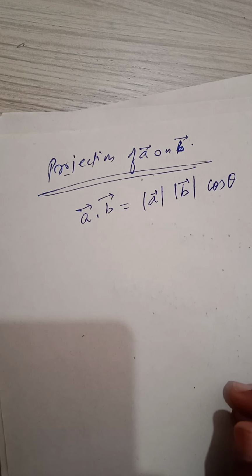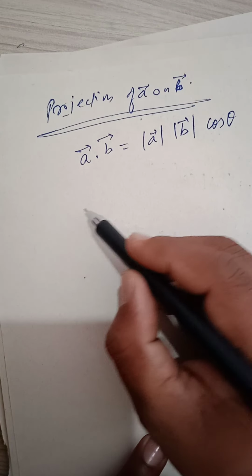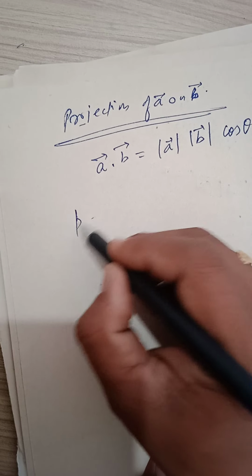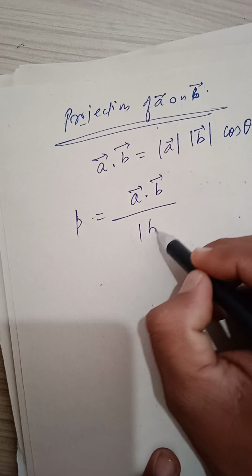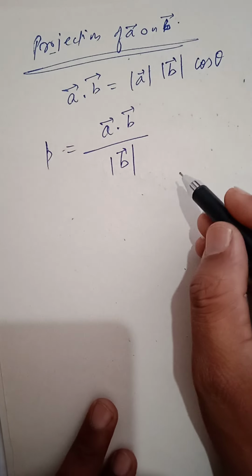Hello students, in this video we are going to study projection of A on B. So basically the formula is: projection P of A on B is equal to A dot B divided by magnitude of B. This is called the projection of A on B. How to derive this?